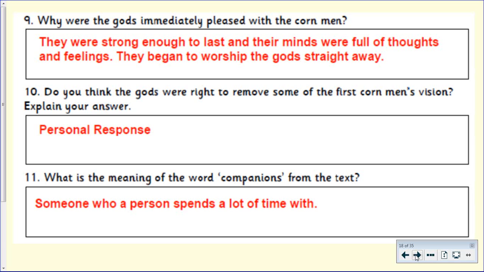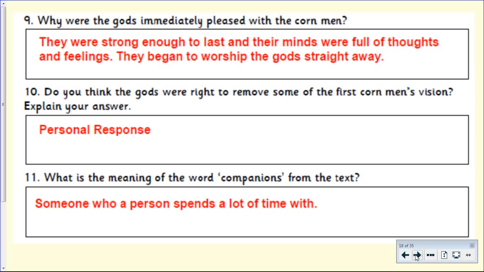Do you think the gods were right to remove some of the first corn men's vision? Explain your answer. So that one's a personal response. So you could have said yes, because they could see too much and they might have threatened the creators, as in the creators felt a little bit like they were too good and they might become too strong. Or you could say, no, you didn't think it was right, because actually they could still have just worshipped the men, and you'd have to explain a bit more why there.